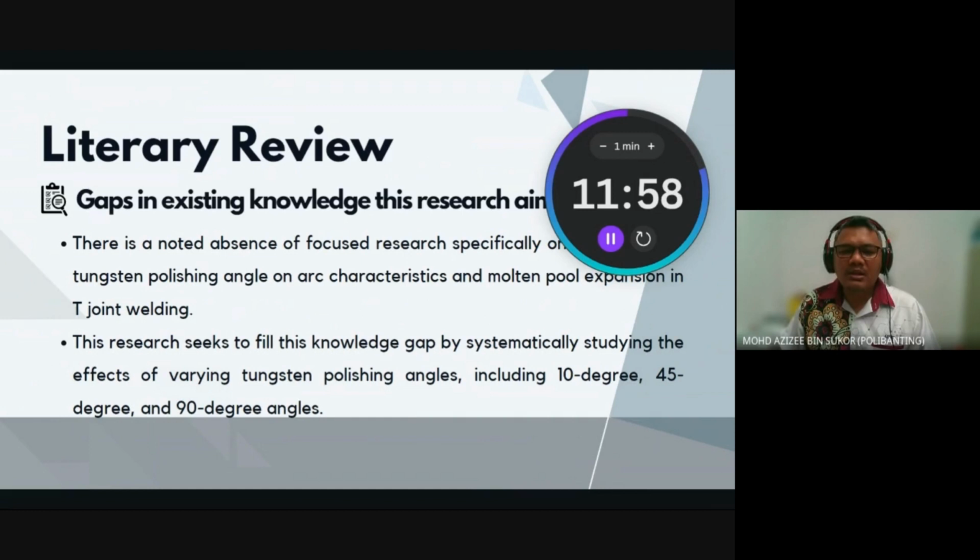There is limited research on how tungsten polishing angle affects arc behavior and molten pool expansion in T-joint welding. Understanding this effect is crucial to optimize welding parameters and achieve desired welding quality. The study aims to explore the impact of 10-degree, 45-degree, and 90-degree polishing angles on these welding characteristics.